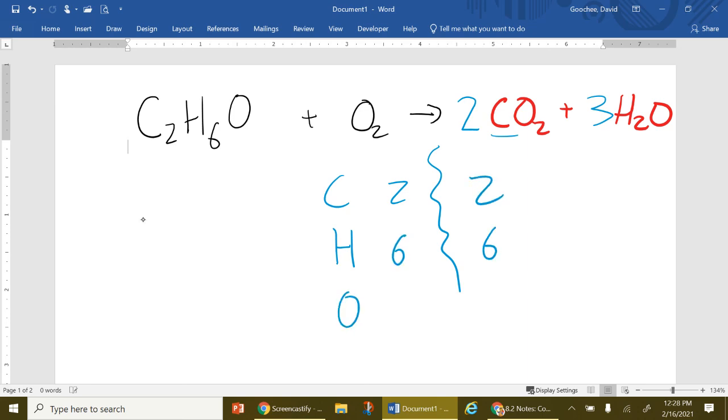And as always, the tricky part, the oxygens. Now, check it out. On this side, we have 1, 2, 3. We have 3 oxygens on this side, because look, there's an oxygen attached to the carbons and the hydrogens. It will happen. Some of the harder problems will have that. Over here, you have 2 times 2 is 4, and 3 times 1 is 3. You've got 7 on this side. You've got 7 oxygens on the product side.